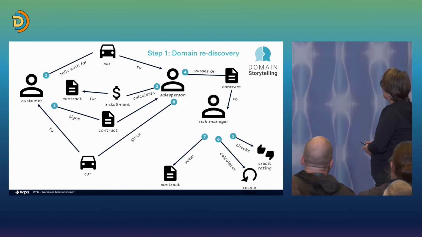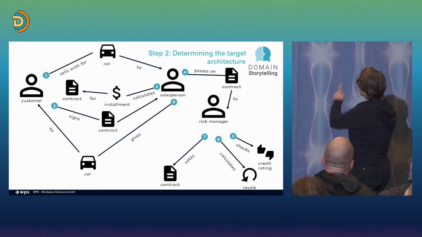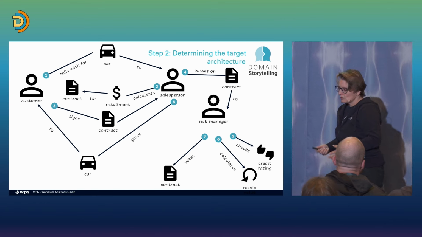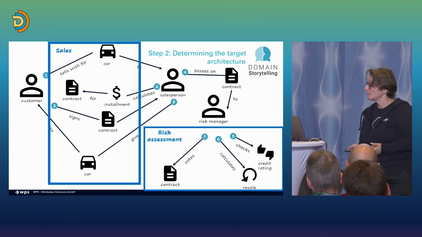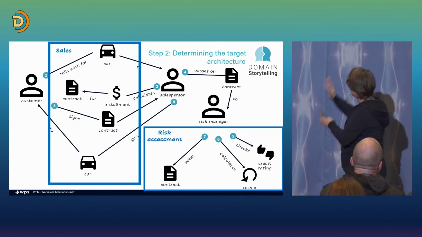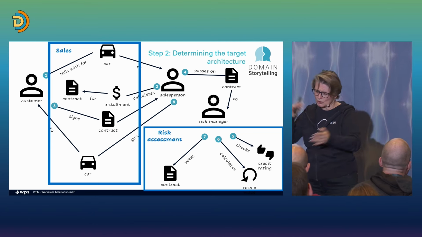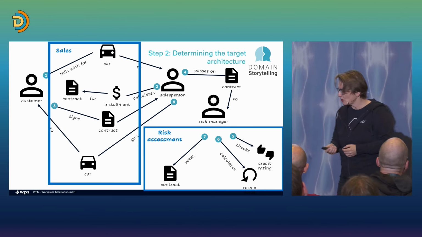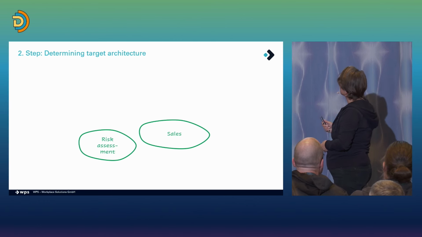The second thing that we then do, I will shorten that a bit, is step number 2. We determine the target architecture. What do we do? We try to find subdomains in these processes. And here we just create 2 subdomains. So we say over there, this is the sales part of the process, and over here is the risk assessment. And then we talk to them later on or in the same session and do different domain stories, and we come to several of these subdomains: risk assessment, management, sales.